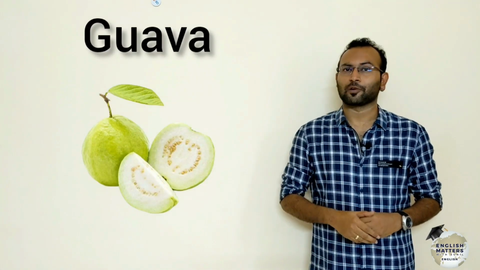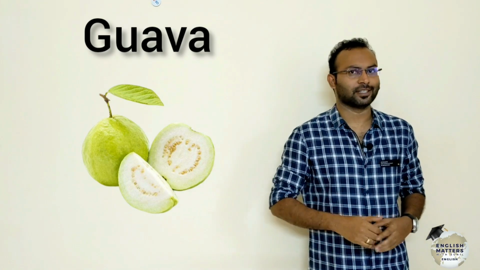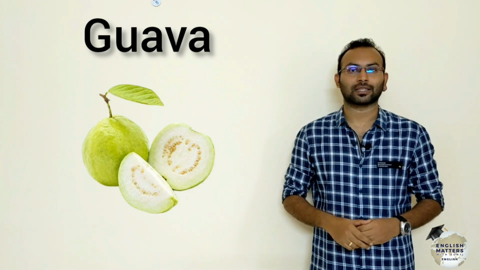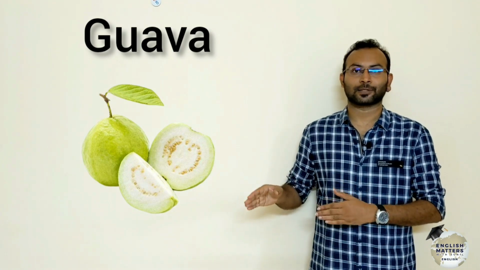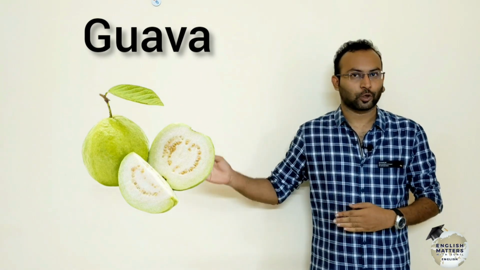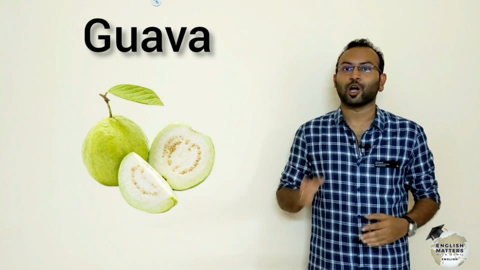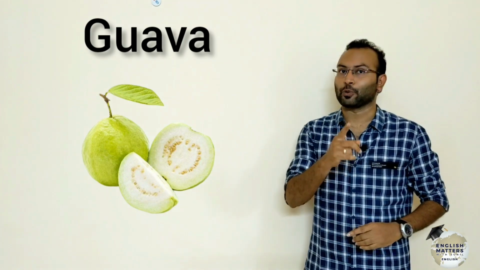Next one is, it's not Goa. A lot of people read it as Goa. But Goa is one of the places we have in India, not a fruit to eat. But what do we read this fruit? Just follow the spelling as it is. G-U-A-V-A. G-U-A, gwa. And then V-A, va. Guava. Okay? Don't read it as Goa, but it is guava.